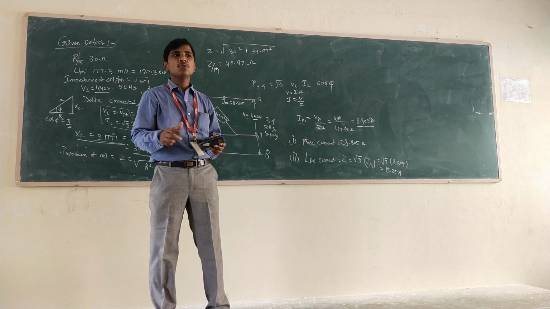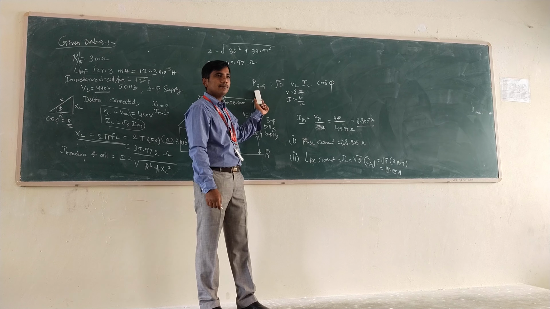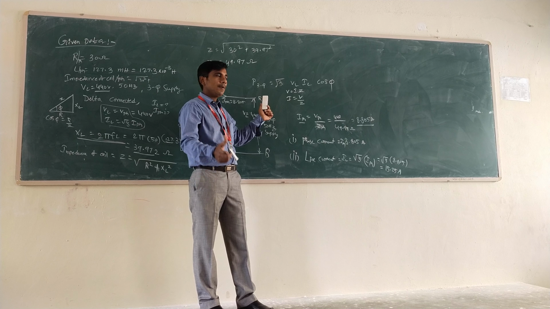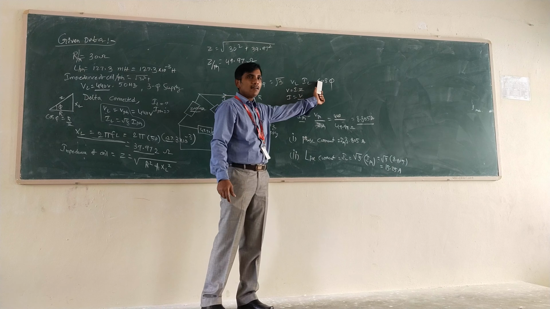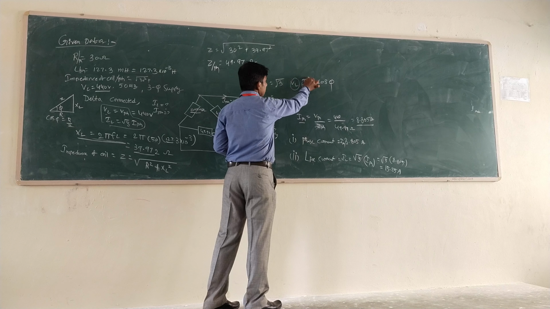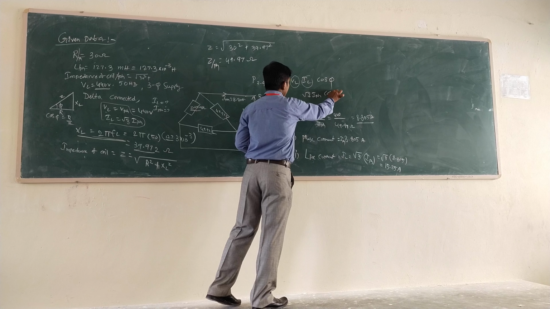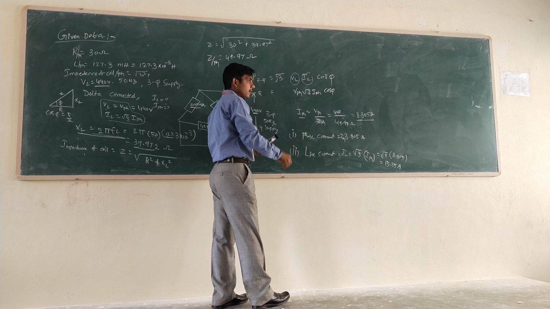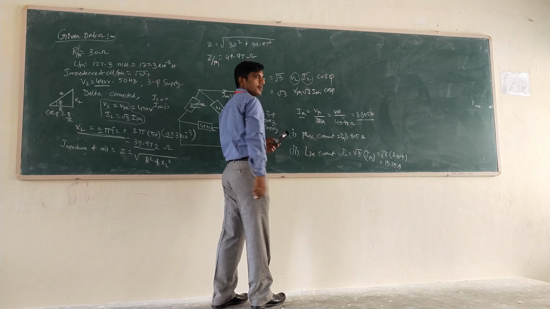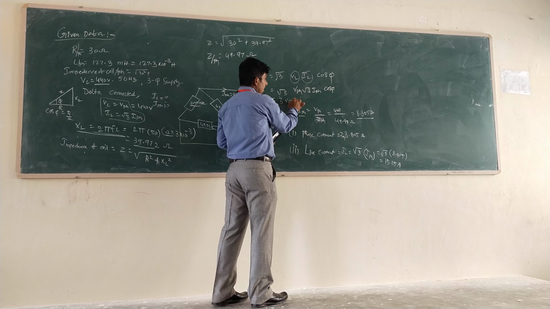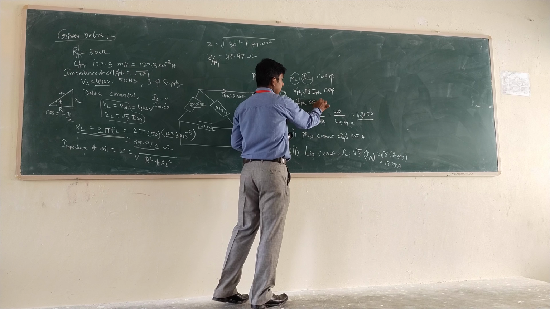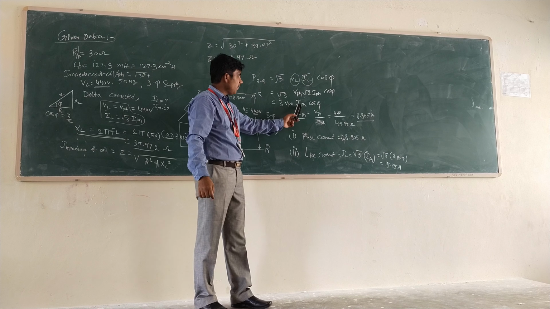Calculating phase current and line current is very simple. Suppose they ask to calculate the total power in 3-phase: power equal to root 3 VL IL cos phi. How do we obtain this? If you substitute IL equal to root 3 I phase and VL equal to V phase in case of delta, root 3 into root 3 becomes 3 V phase I phase cos phi. You will get it if you substitute the V phase value, I phase value and cos phi.